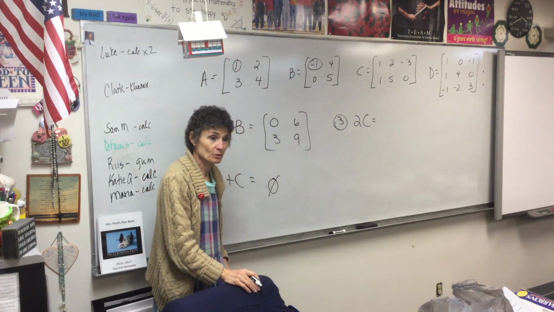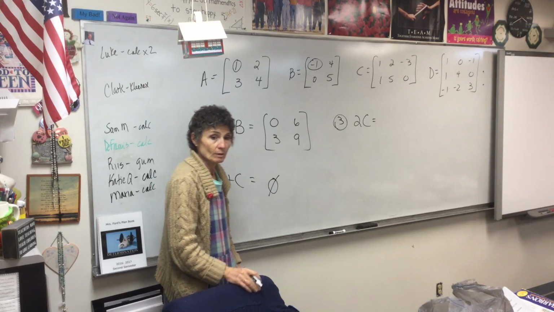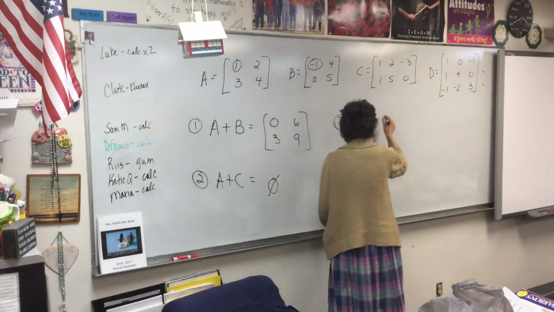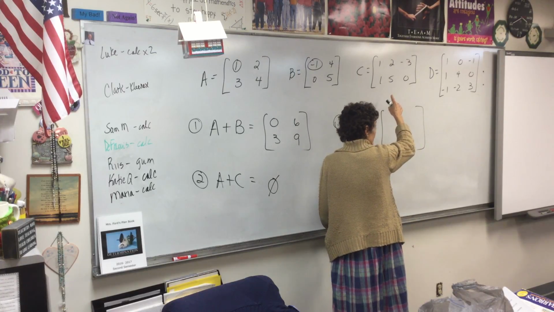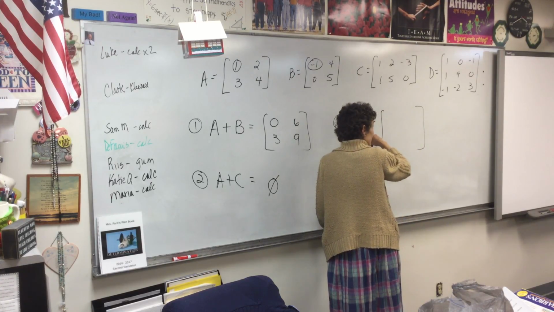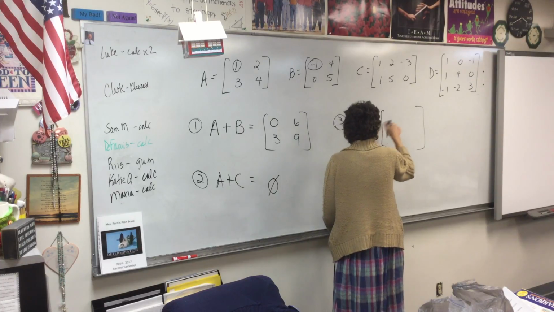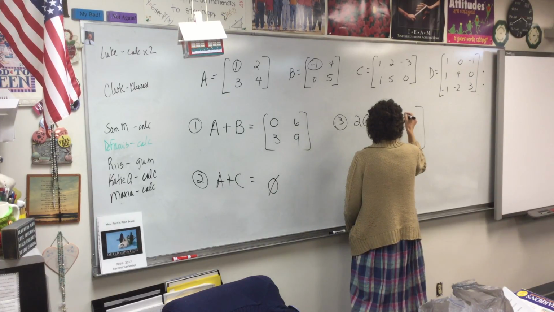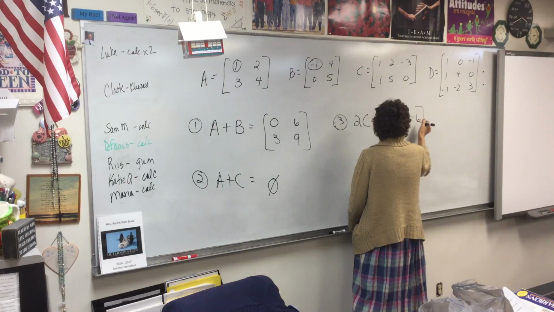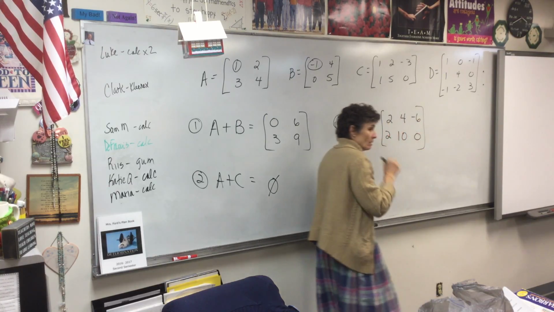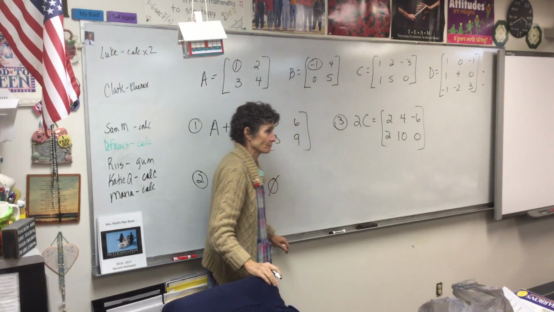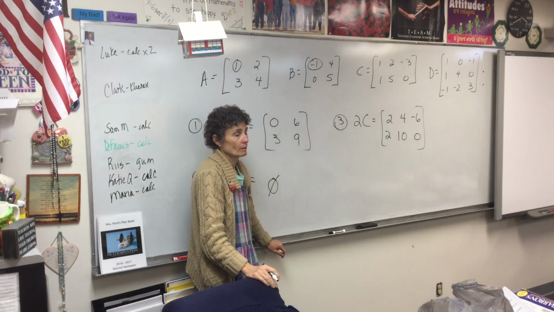Have we figured out what we're doing in number 3? We're going to take every number in the matrix and we're going to times it by 2. So that would be 2, 4, -6, 2, 10, 0. Everybody okay with that?